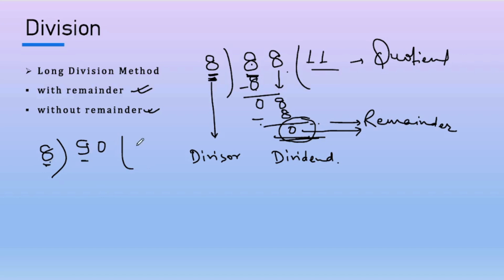Can 9 be divided by 8? Yes, of course. How many times? Once. So 8 ones are 8, 9 minus 8 is 1, and then this 0 will come down here.